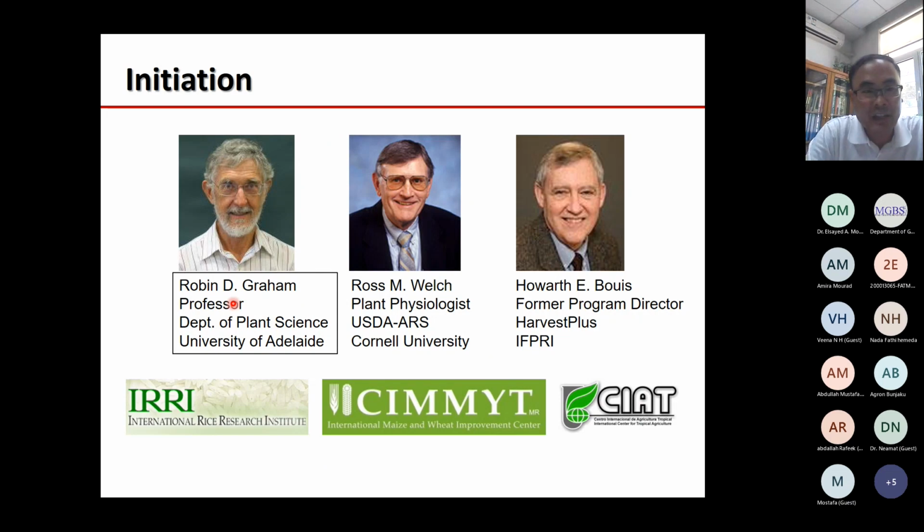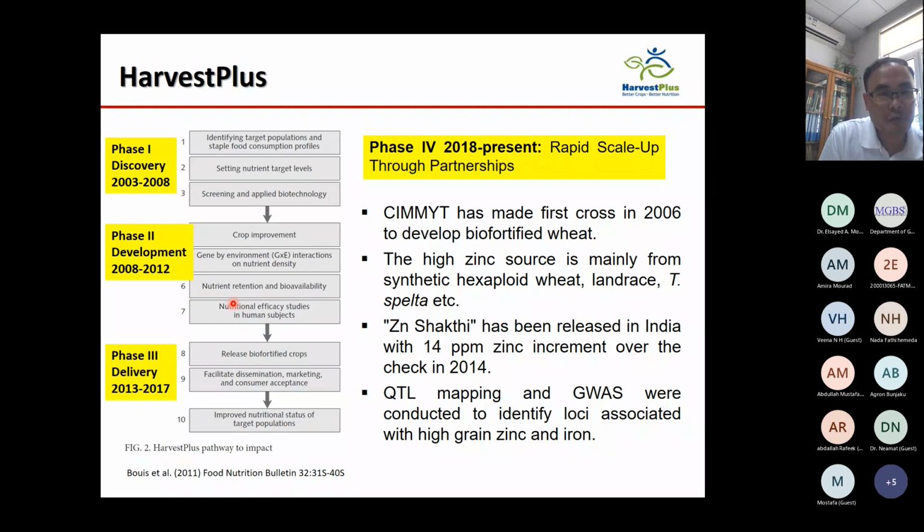So this is the initiation of the concept, and they initiated the program for biofortification. In 2004, the HarvestPlus project was formally started. It includes 4 phases. The first phase is from 2003 to 2008, which we call the discovery stage. The second is the development stage, and the third is delivery. And from 2018 to now, it focuses on scale up through partnership, delivery, and commercialization of the biofortified crops.